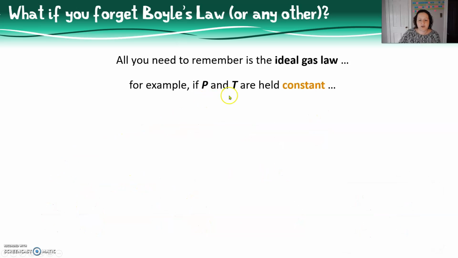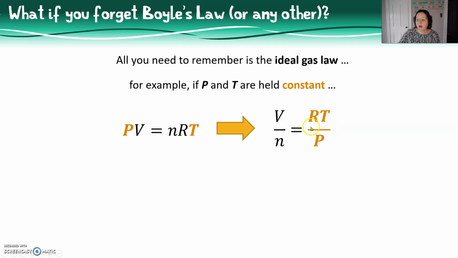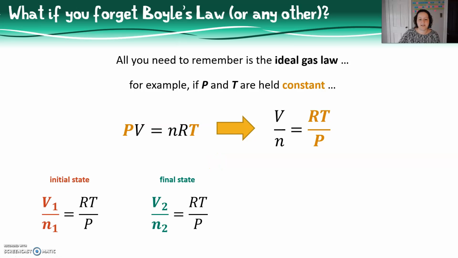This time, pressure and temperature are held constant. Starting with the ideal gas law, we rearrange it so that all the values that are constant are on one side, while the values that are changing are on the other side. Then recognize that the initial state and the final state will always give the same value on the right side.